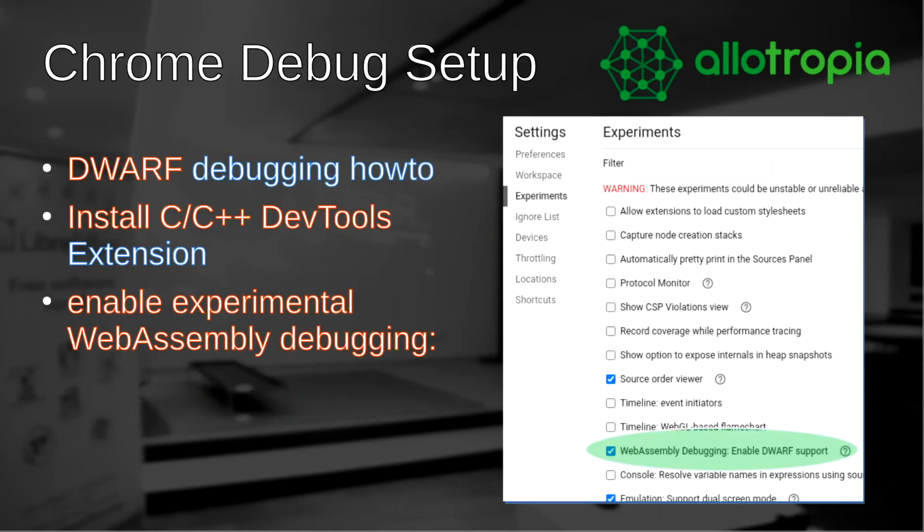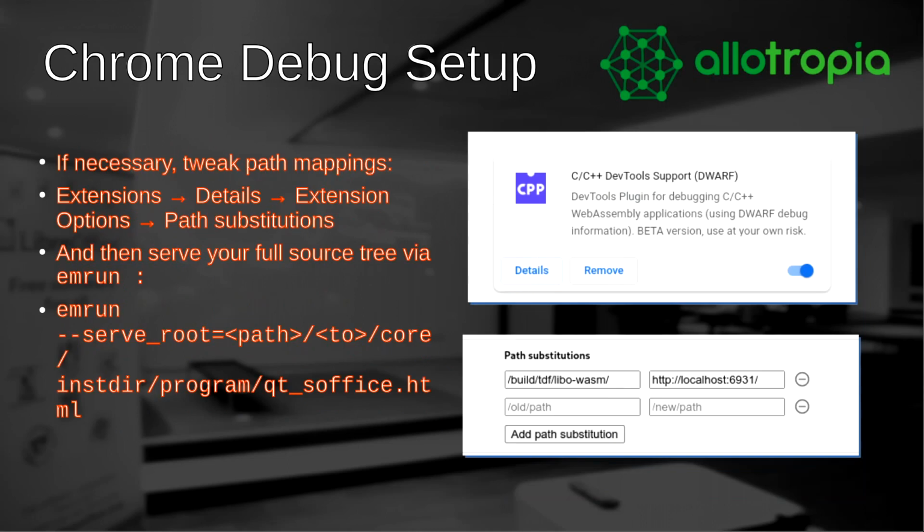So the Chrome debug setup is on the slides. You need to install some experimental extension, then you need to enable experimental WebAssembly debugging, then you need to tweak the path a little bit, because at least for the Linux setup, it's a sandbox, so it can't access your files, which is a feature. But this local debug server can actually serve them, so you tweak the path a bit so that this emrun server serves your source files as well, and then you're happy.